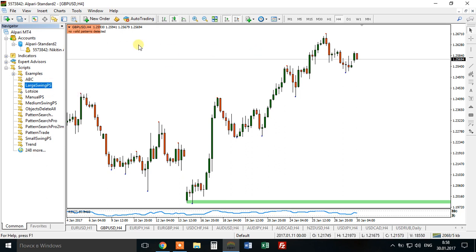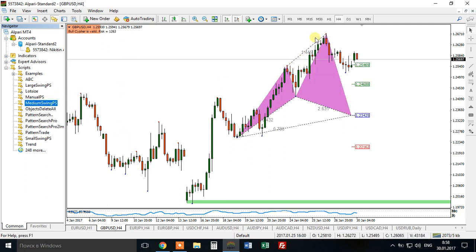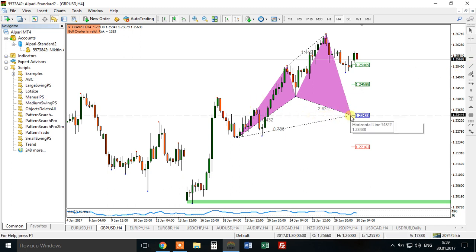Okay, large pattern gives us nothing. Large swing pattern search, medium swing pattern search gives us a Cypher pattern exactly at that ratio. Let me show you something. The completion of that Cypher pattern coincides with this resistance level.